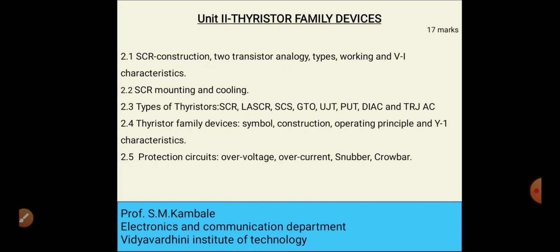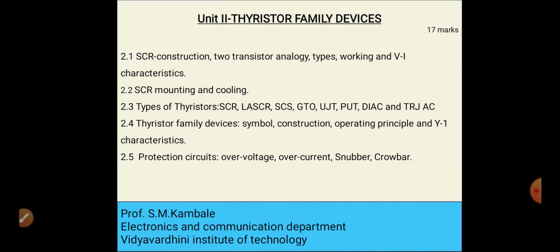Okay, so in the first point we will see the construction, how many layers are there, how many junctions are there, how many terminals are there for the SCR. Here we can also see the two transistor analogy, because the SCR is formed by using two transistors. Also here we can see the working and VI characteristic of it. Now the second point is SCR mounting and cooling. SCR generates more heat because it is a power device, so we need to cool it. So there are various mounting and cooling techniques.